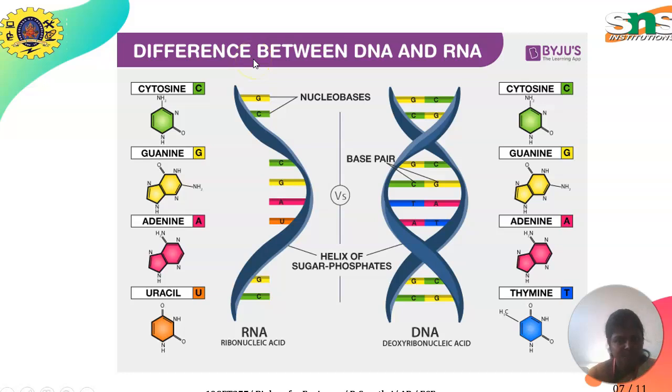The major difference between DNA and RNA: DNA has cytosine, guanine, adenine and thymine, whereas RNA, ribonucleic acid, has cytosine, guanine, adenine and uracil. Both have a helix, with a combination of sugar and phosphates.